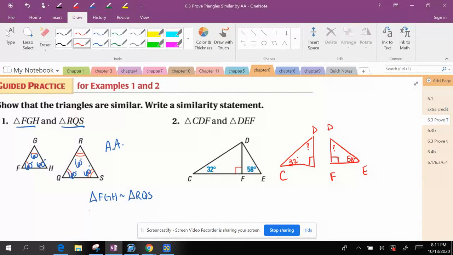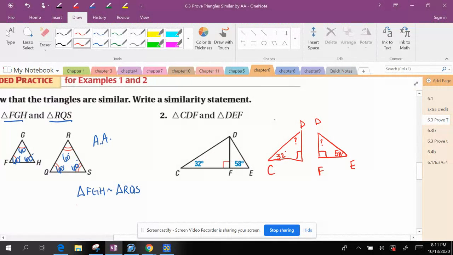180 degrees. So let's make sure that this does match up. We got 180 minus, let's try for this triangle on the left, 180 minus 90 minus 32, I get 58. So angle D is 58 degrees. So that must mean in this triangle, angle D is 32 degrees. 32 and 32. 58 and 58. 90 and 90.